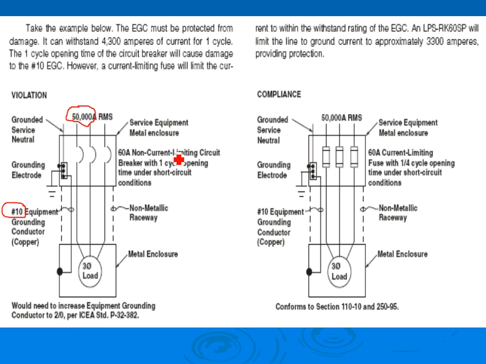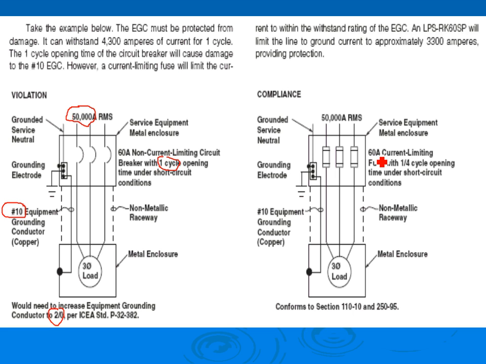We needed to increase. Okay, so if you do that one and you look at it, guys, from a circuit breaker point of view, it's going to open within one cycle, and you're going to damage this conductor. If you look at it, this conductor is going to be damaged. So you have to increase the conductor size in order to protect it with a 60 amp non-current time limiting breaker.